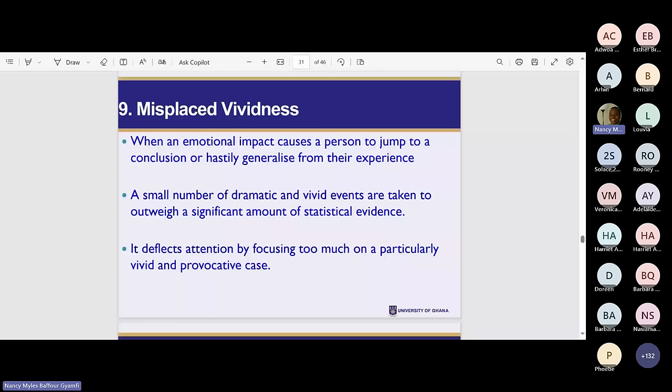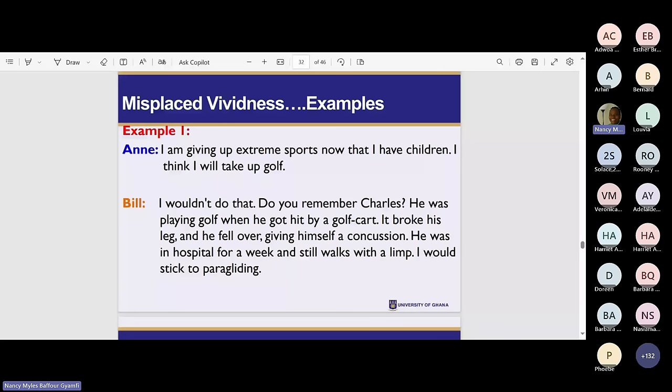That is it. So look at the third point your colleague read. It deflects attention by focusing too much on a particular vivid and provocative case. So one particular case, that's why it's misplaced vividness, misplaced emphasis. You overly dramatize that one instance or two, those few instances, and then make it look as if it's so wild a case. Let's read the RLG one.